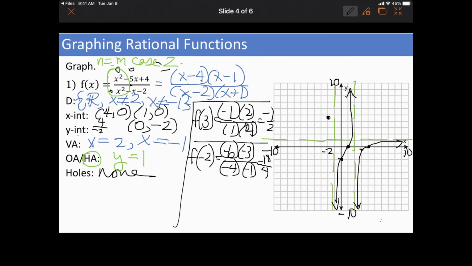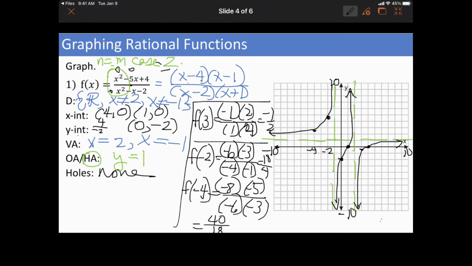So I think I'm going to pick another one out more. Let's see, I'll go with negative 4. So it should be closer to that horizontal asymptote, negative 8, negative 5, negative 6, negative 3. Okay, so that's 40 over 18. 18 times 2 is 36, so it's 2 and something. So that is 1, 2. Okay. So it looks like it's going this way and going down. Lovely.